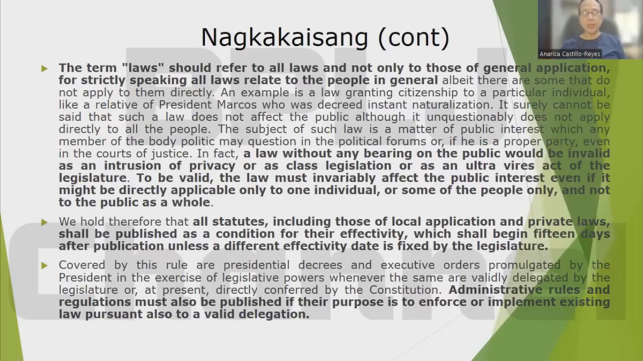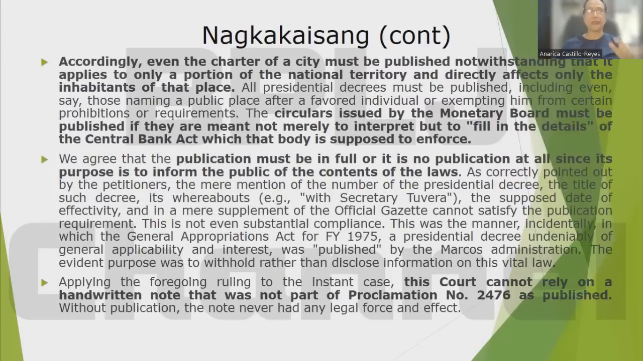Administrative rules and regulations must also be published if their purpose is to enforce or implement existing law pursuant also to a valid delegation. So when Congress enacts a law requiring implementing rules and regulations from a certain administrative agency, that implementing rules and regulations must also be published to inform the public and as a requirement of due process.